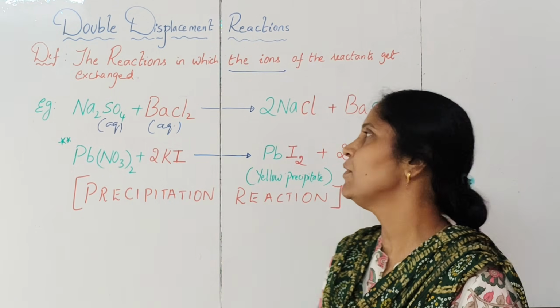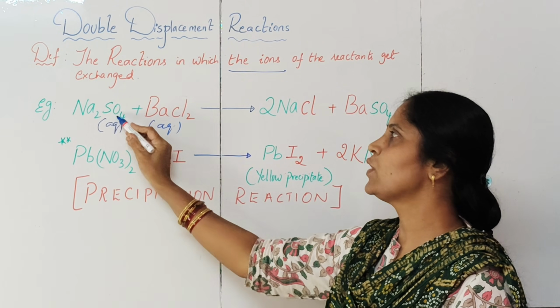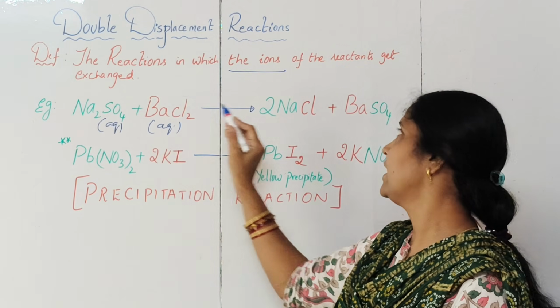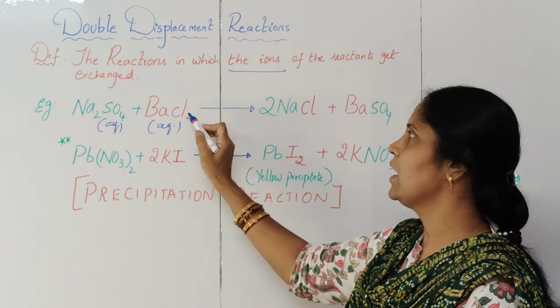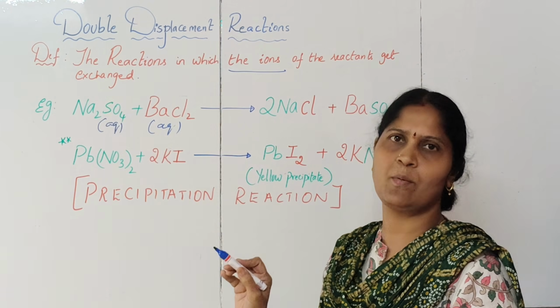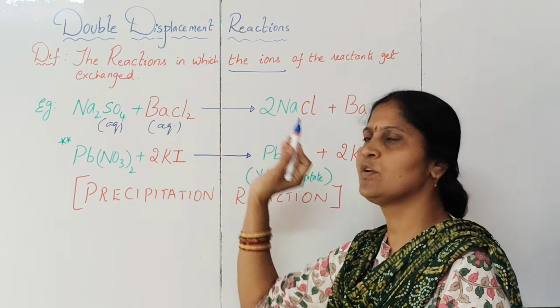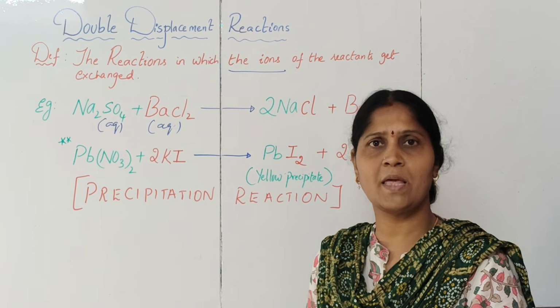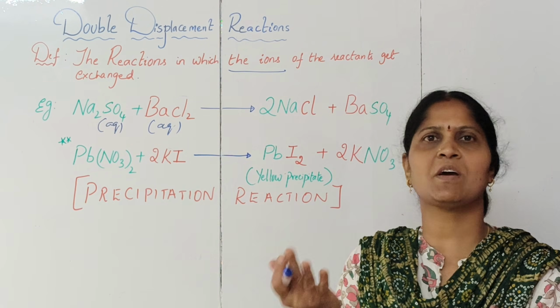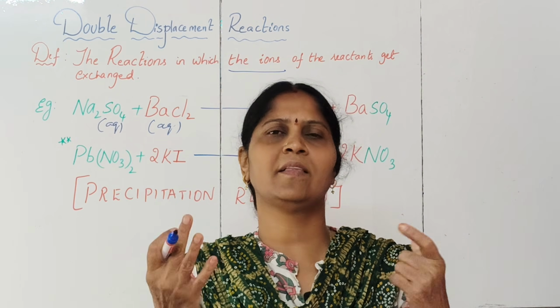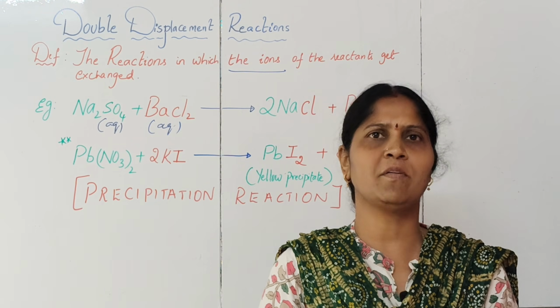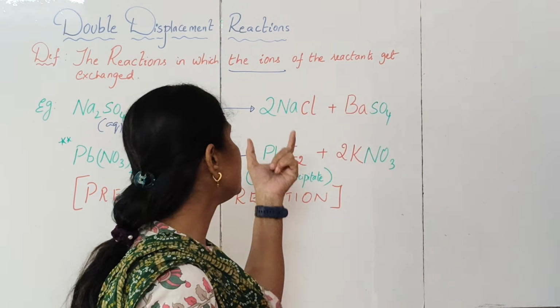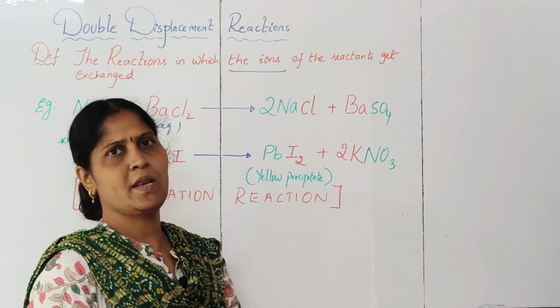What has happened, if you have seen here, is that sodium sulfate was the reactant and now the product is sodium chloride. So chloride has been shuffled to that position and sulfate has been shuffled to the position near the barium. There is a shuffling of these ions, and that is what is called a double displacement reaction. In this reaction, the products are sodium chloride and barium sulfate.